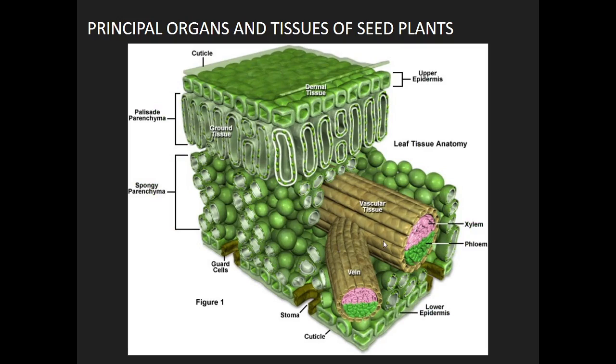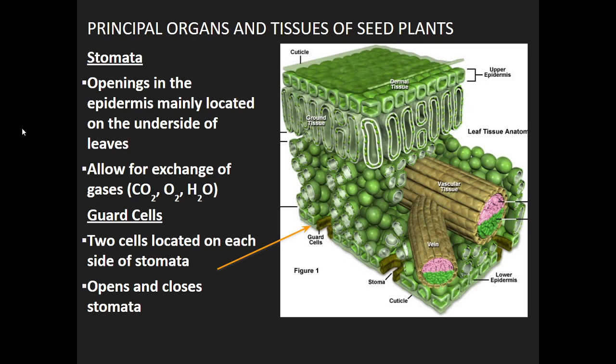Okay, there's a little bit closer look at it. Pretty much every leaf is structured this way. Of course, there are some variations, but this is your basic standard straightforward leaf. The stomata is an opening in the bottom of the leaf, and that refers to the actual opening. And like I said, carbon dioxide comes in, oxygen goes out, water goes out. Sometimes water comes in, but mostly water goes out.